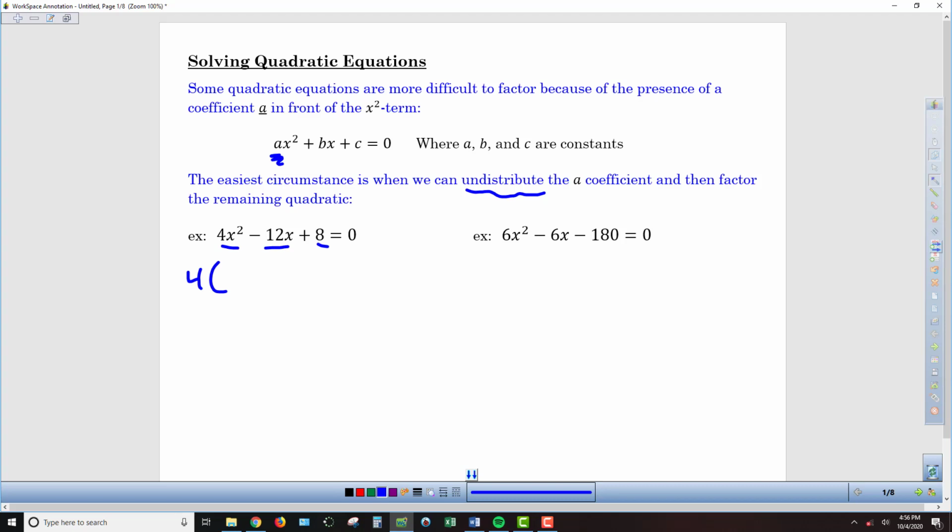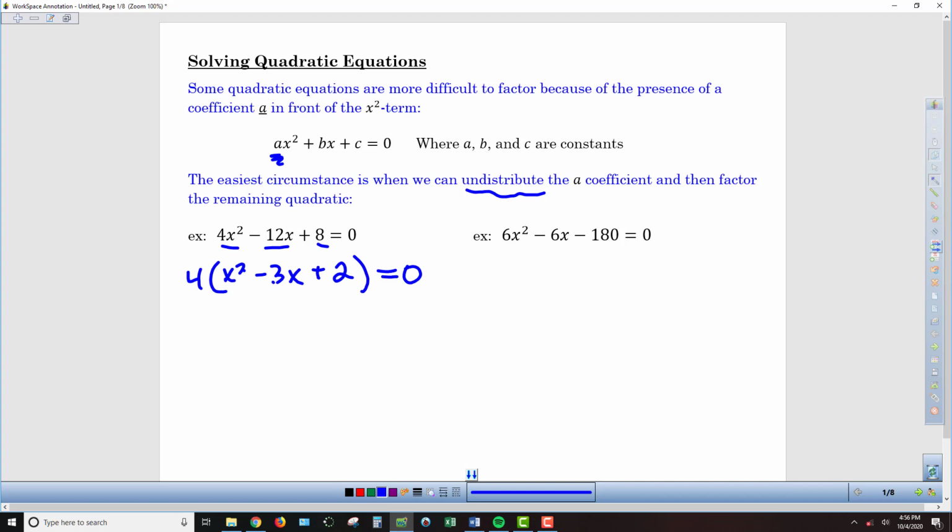I'm going to put that on the outside of a set of parentheses, and now I have to figure out what goes on the inside of the parentheses in order for us to remultiply by 4 to get back to the original. So 4 times x squared will get me back to 4x squared. 4 times negative 3x would get me back to negative 12x. And then 4 times positive 2 would get me back to positive 8. So here I've undistributed this 4.